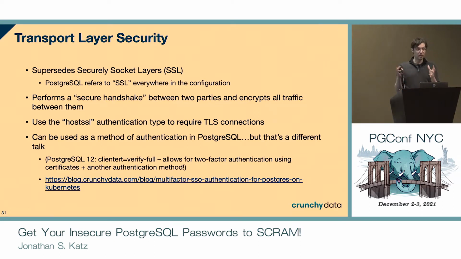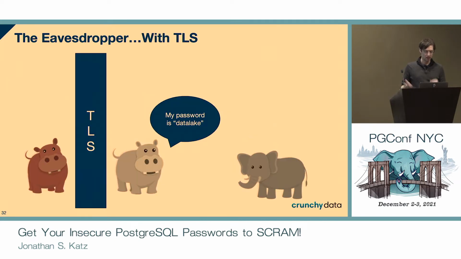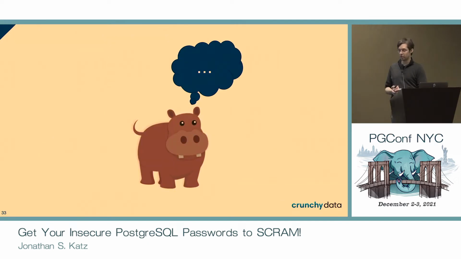There are also ways you can really enforce TLS on the server side, starting with Postgres 12. I'll talk about that a little bit later. But the idea with TLS is that it essentially puts a wall between Red Hippo and GreyHippo. Red Hippo can't eavesdrop the password anymore. So it seems like plaintext would work, right? There's no reason to have dropped it in Postgres 10.